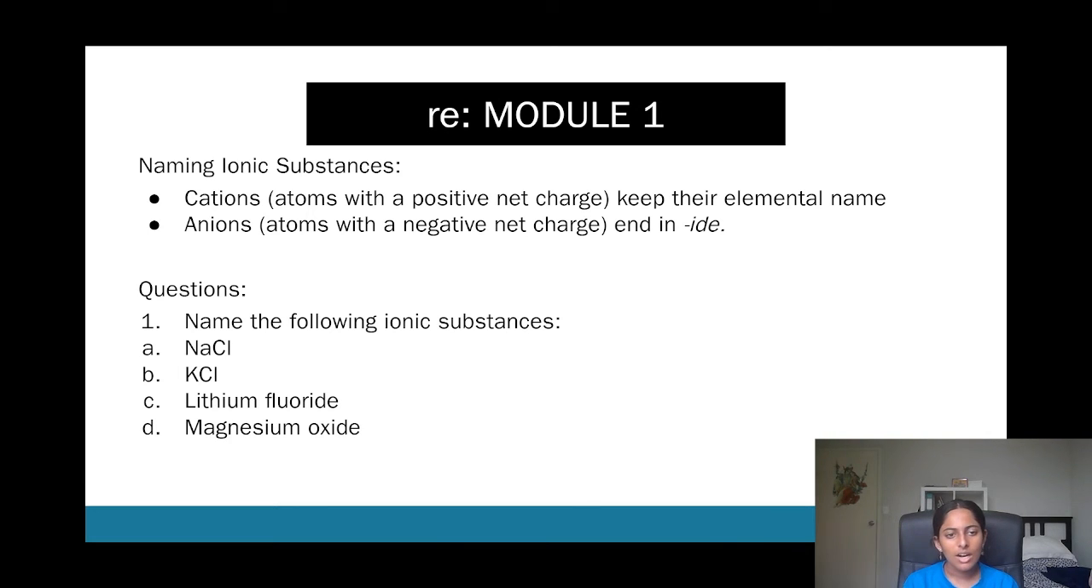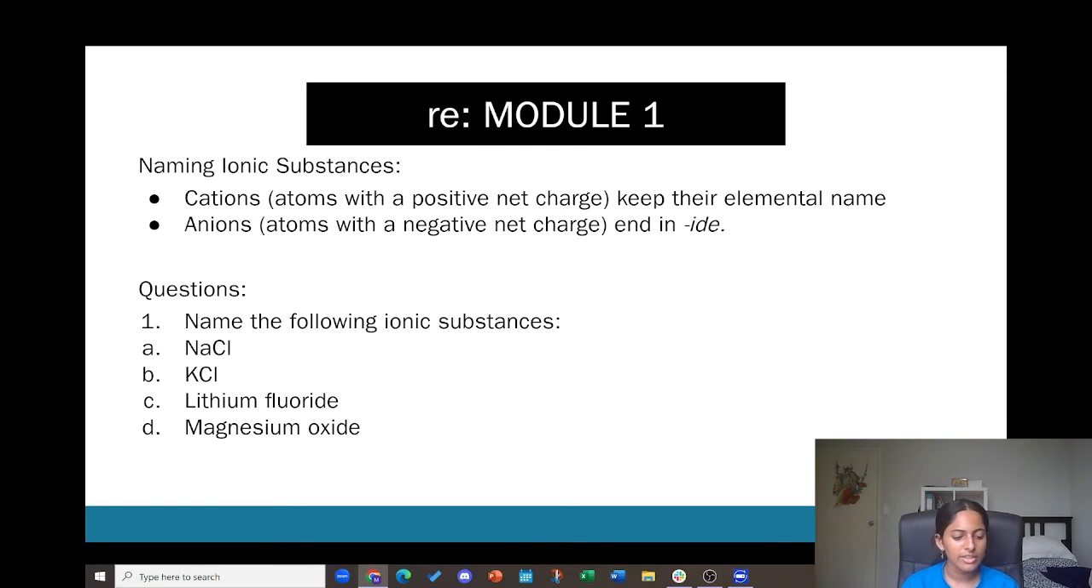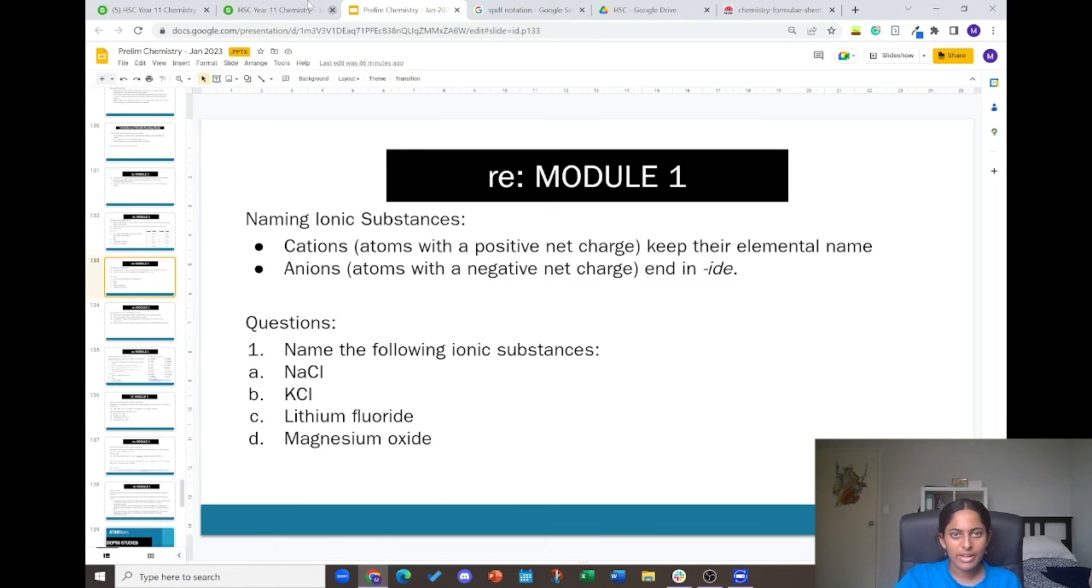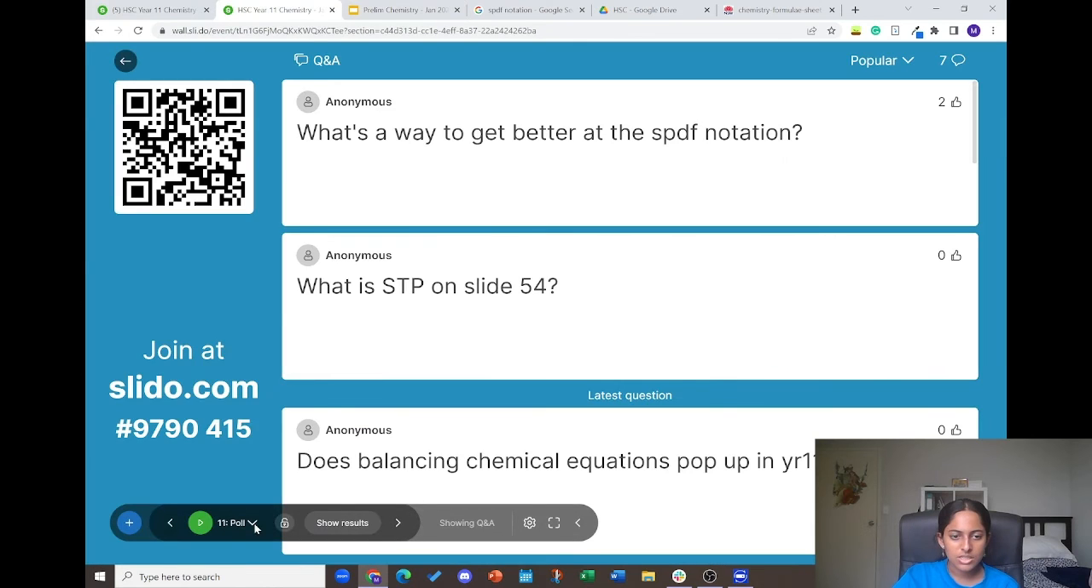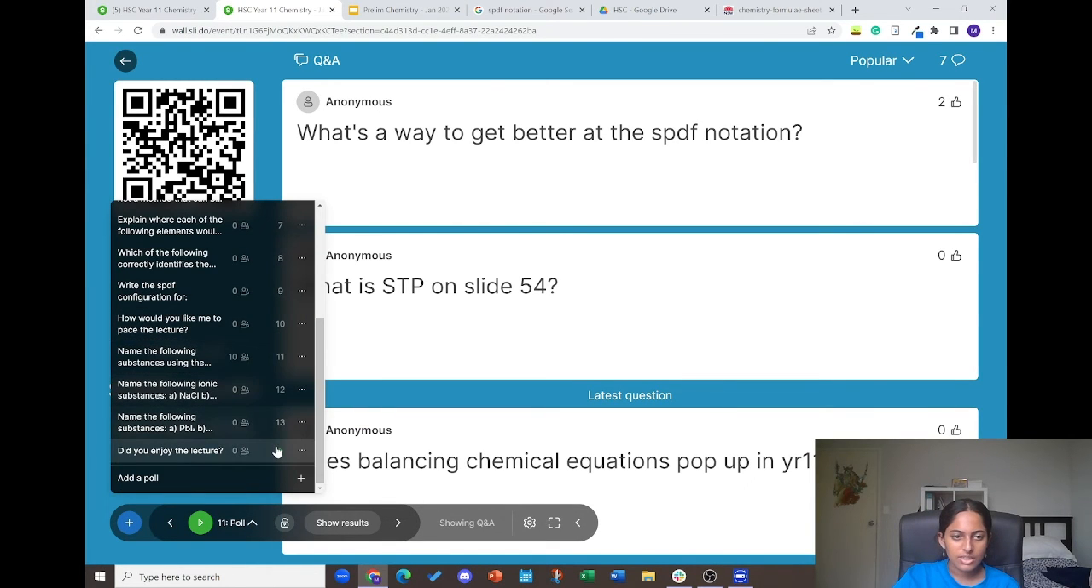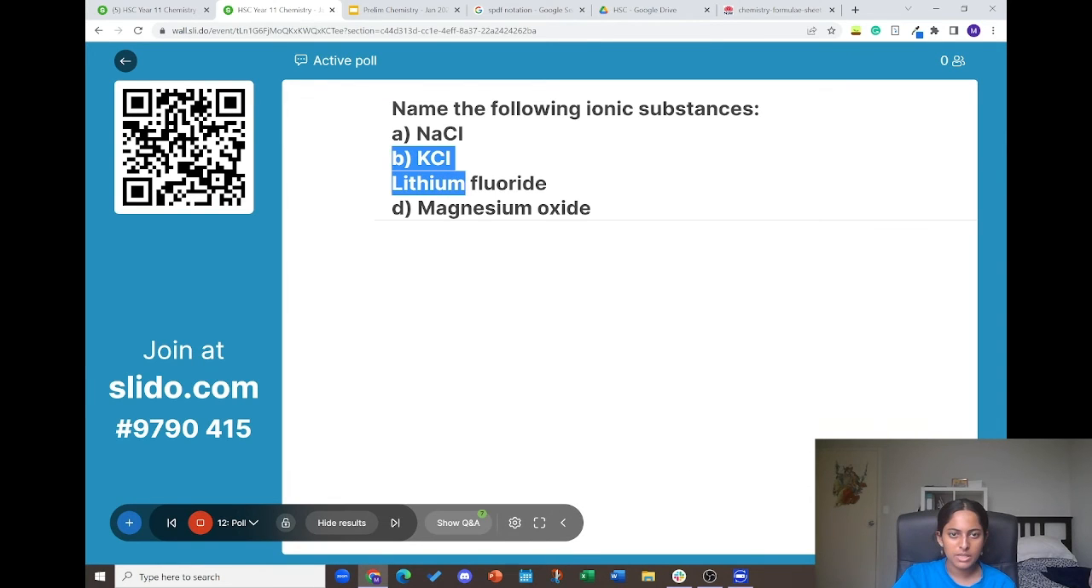Alrighty. So for the first one, in this case, Na is the metal, and it's a cation as well, so it'll just be sodium. Cl minus is the anion, so it'll change from chlorine to chloride, so it'll be sodium chloride. So that's how that works. Let me just get up the poll so you can finish off B, C, and D.